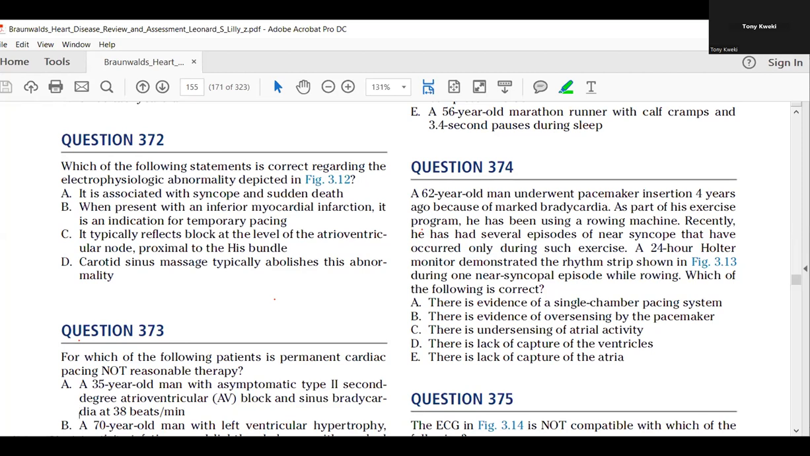And then, like you said, oversensing is a problem with unipolar leads. Does that mean that oversensing does not occur with bipolar? And is undersensing a problem of unipolar? I don't know, maybe I'm asking too many questions at the same time.